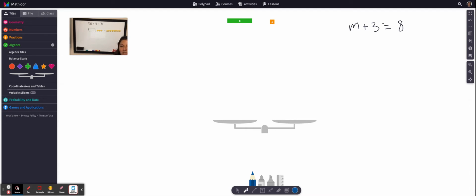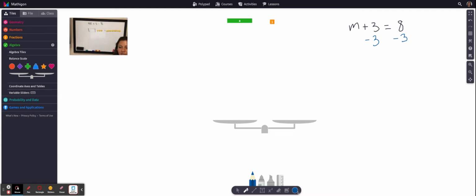Therefore, we want to move anything else that's on the same side as the variable. The equal sign separates the left side from the right side of my equation. And to move things from one side to the other, we use inverse operations. So right here we have addition, so I'm going to have to use subtraction. And properties of equality say that whatever I take away from one side, I must take away from the other in order to keep my equation balanced.